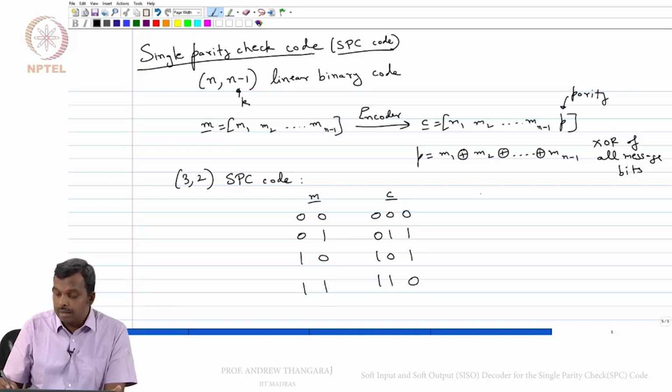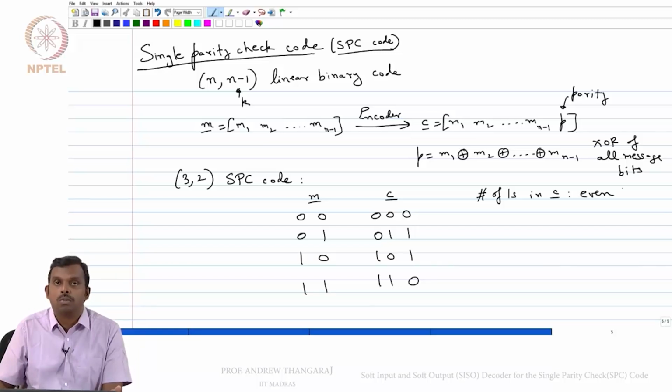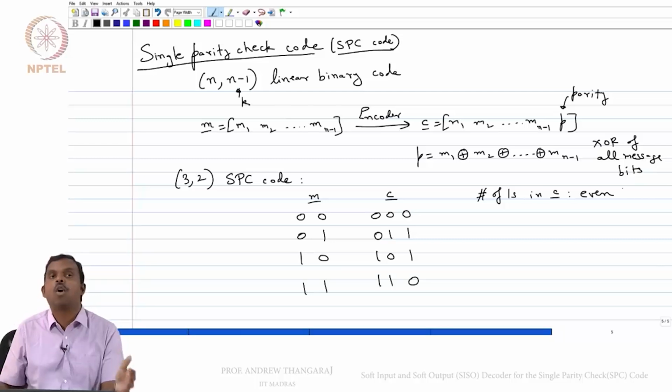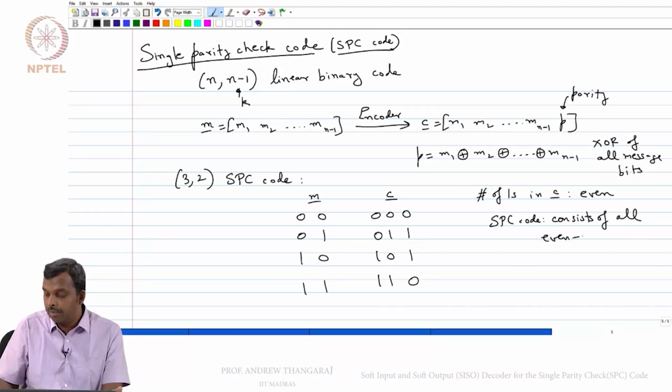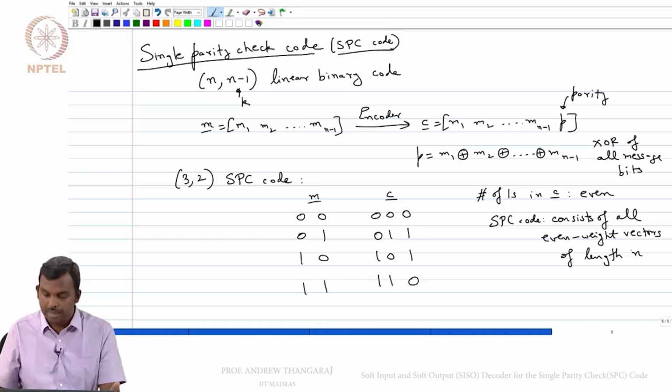Okay. So, there are quite a few things to notice here. For instance, the number of ones in C is always even. Okay. So, the single parity check code consists of all the even weight vectors of length n. Okay, the SPC code consists of all even weight vectors of length n. Okay, so this is quite easy to see. So, the single parity check code is described in that fashion.